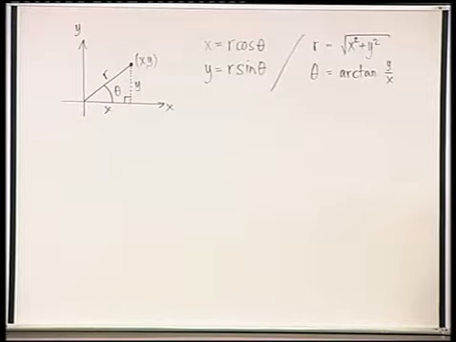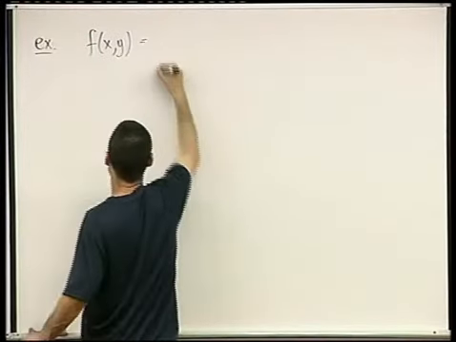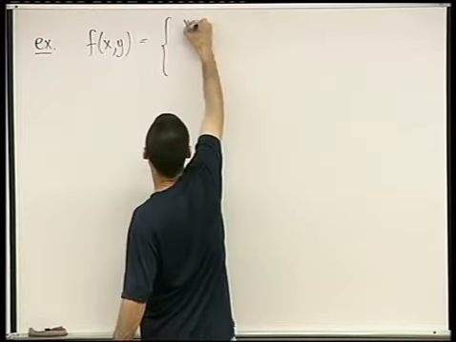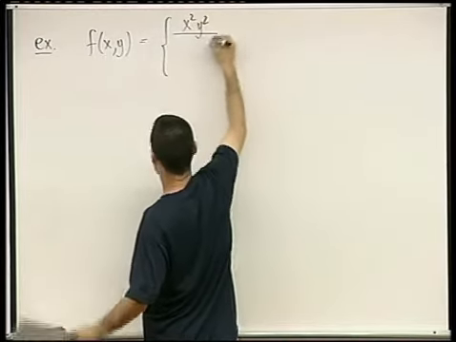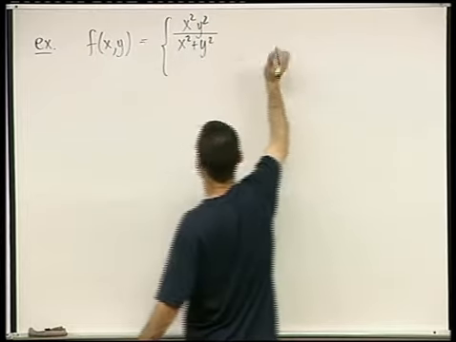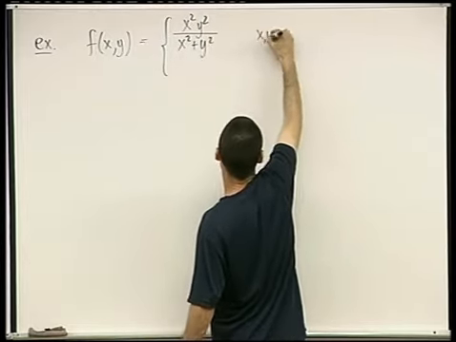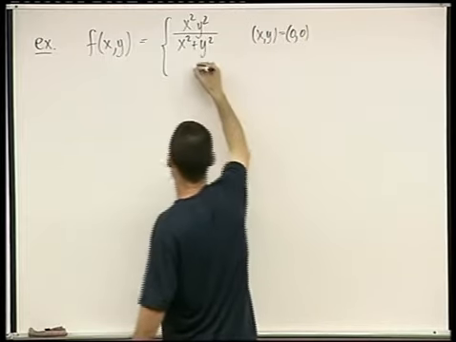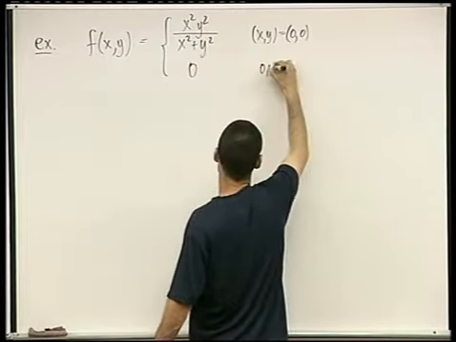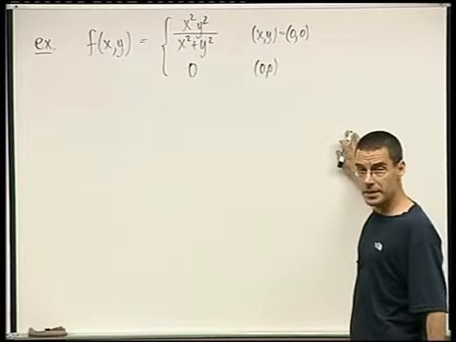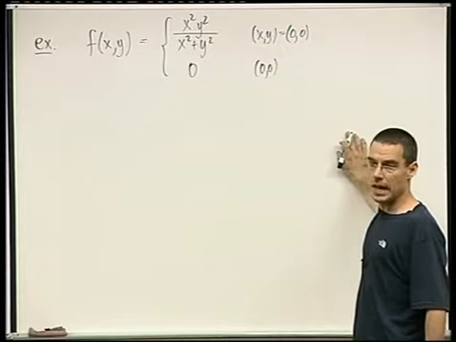Let's look at the two-variable function in x and y. Again, it's going to be a case function: x squared times y squared divided by x squared plus y squared. This is well defined whenever x, y are not 0, 0. And if they're both 0, the function is defined as 0. And I want to find the limit at the origin, at 0, 0.